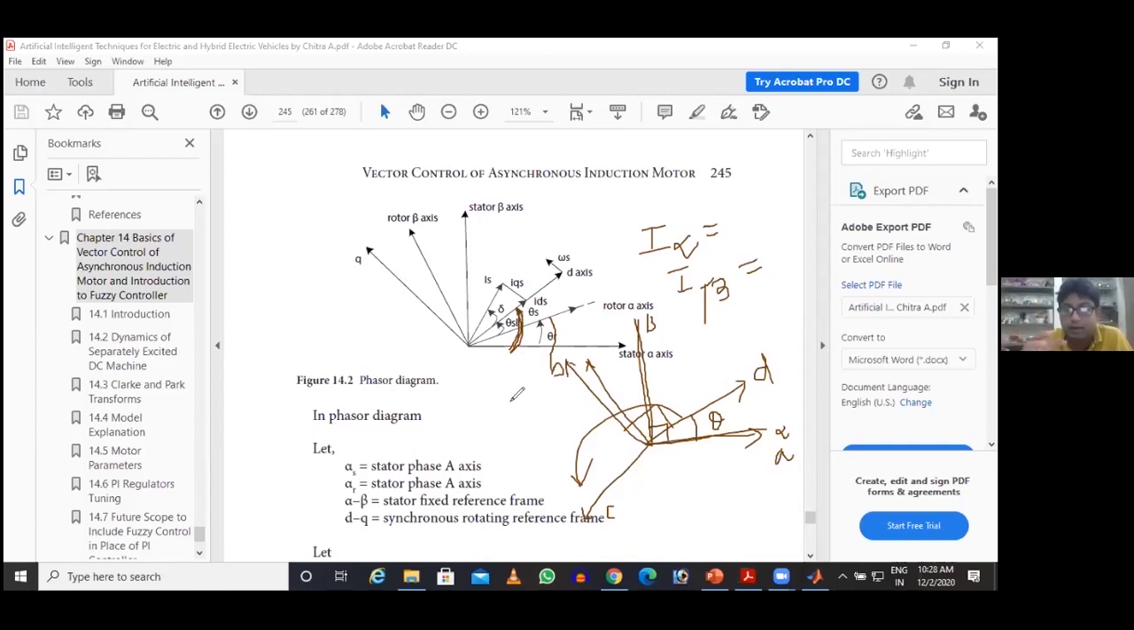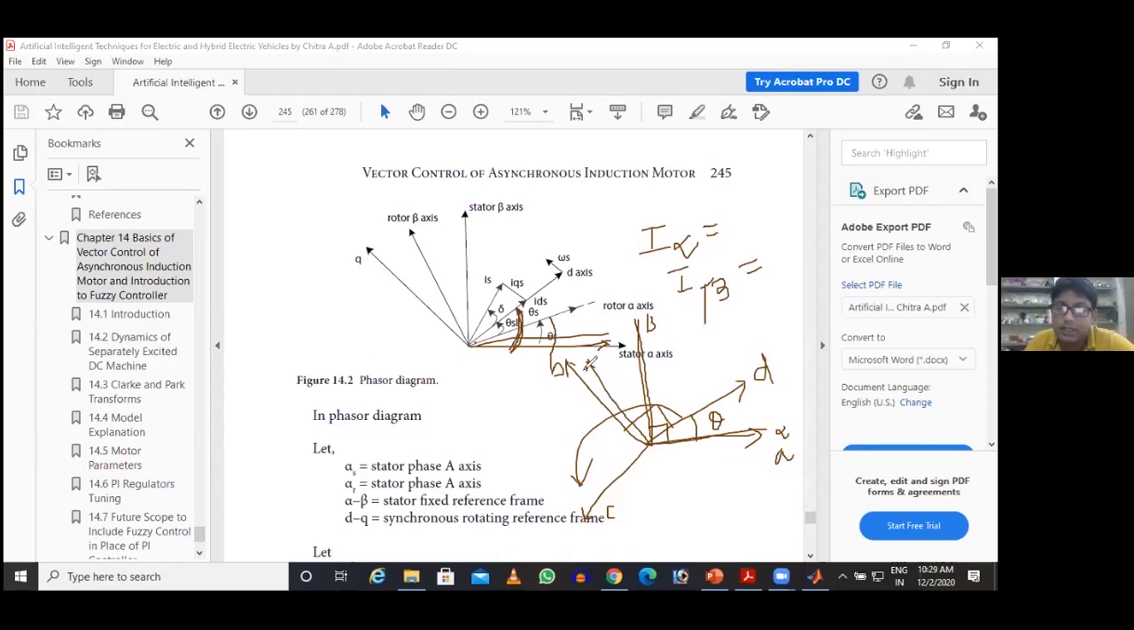So in case of a synchronous machine, this line is perfectly here. A very small angle, delta, that is called the load angle. It will not be this much. So this is a very simple phasor vector diagram. Here I have split all the stator and the rotor current.